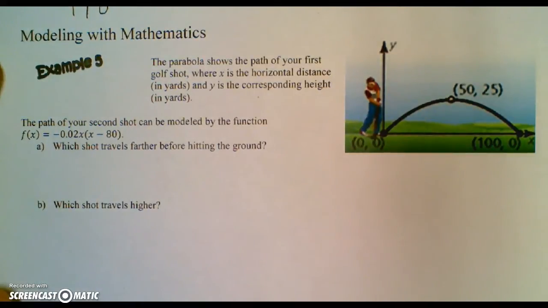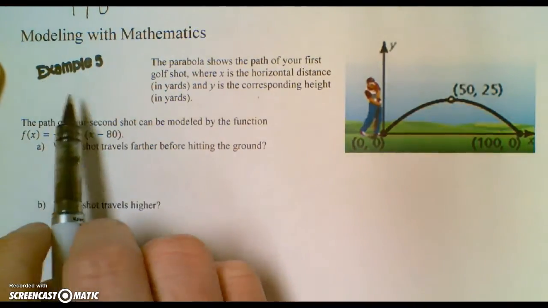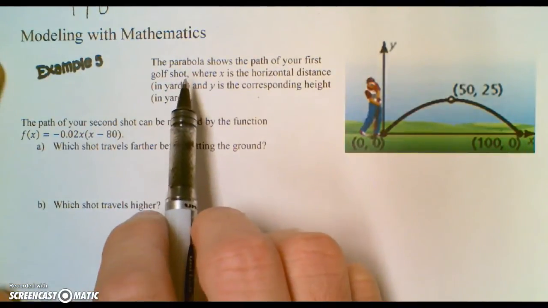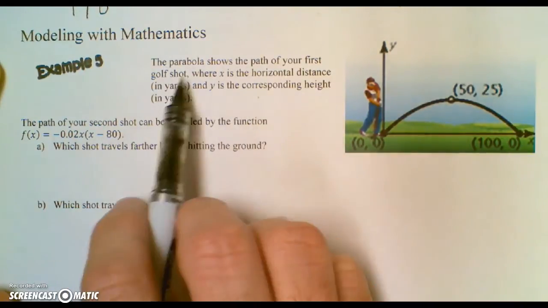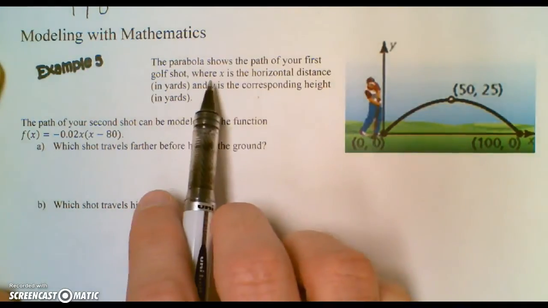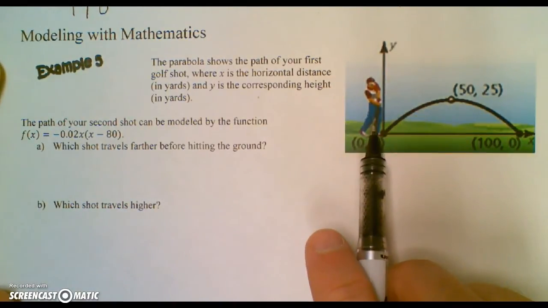Alright, this is example 5 in the More Day 1 notes for Unit 2 on quadratics. We're going to work with modeling with mathematics. In example 5, we're looking at a person who's taking two different golf shots. The parabola shows the path of your first golf shot, where x is a horizontal distance in yards and y is the corresponding height. So here's the first golf shot.